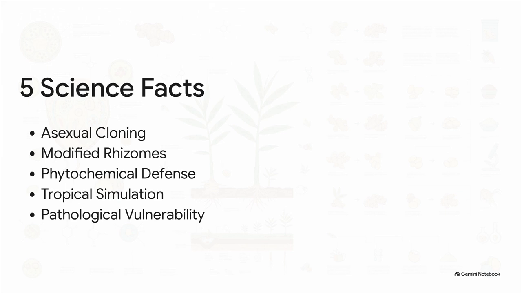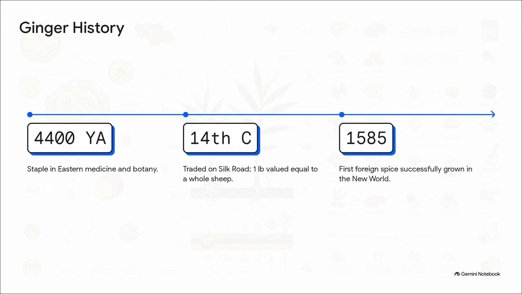Let's do this. Humanity has been absolutely captivated by this plant for a staggering amount of time. I mean, it's been a botanical and medicinal staple in Eastern cultures for at least 4,400 years. And its journey across the globe, it's just remarkable. By the 14th century, it was being traded along the Silk Road with such ferocious demand that a single pound of ginger was economically valued at the exact same price as an entire live sheep. By 1585, our drive to cultivate this stuff led it to become the very first foreign spice to be successfully grown in the New World.